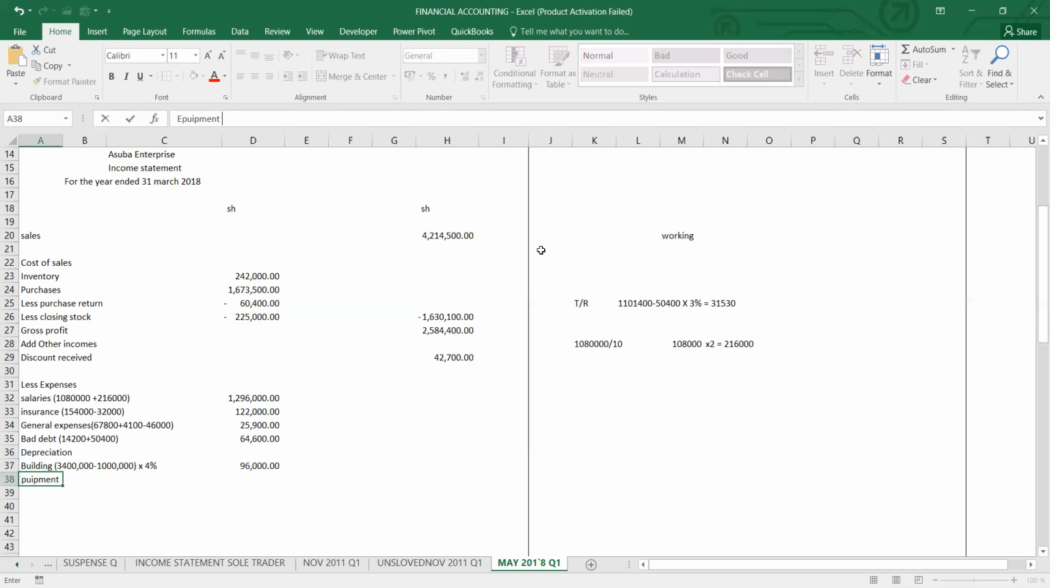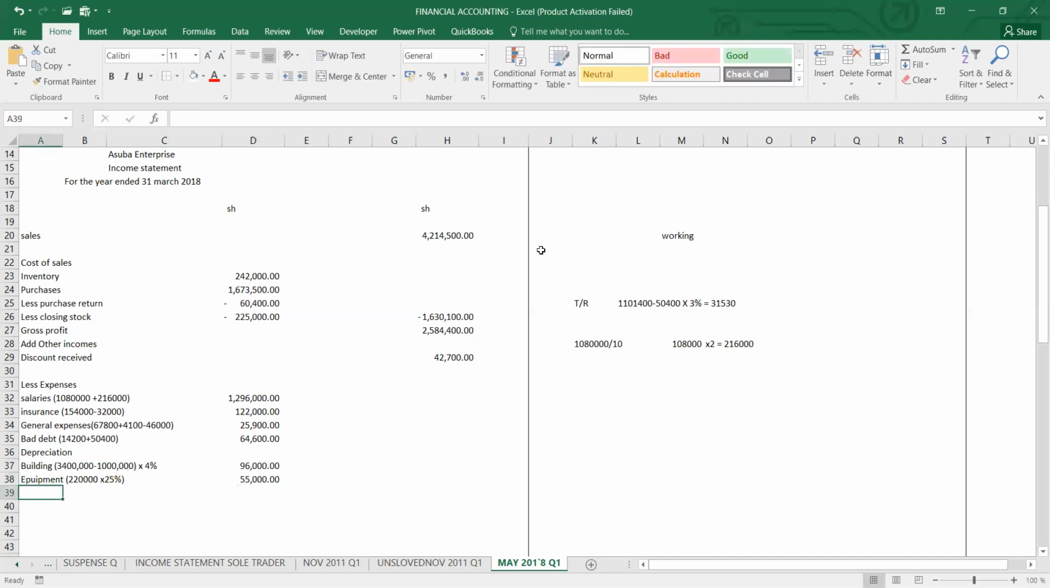Equipment again, it is on cost. So we take the cost of equipment, which is 220,000. We multiply by 25% to give us how much? 55,000.